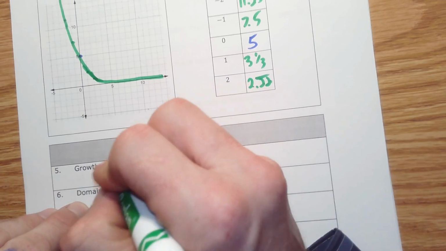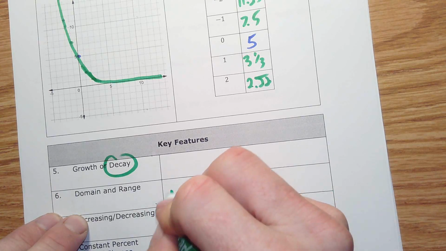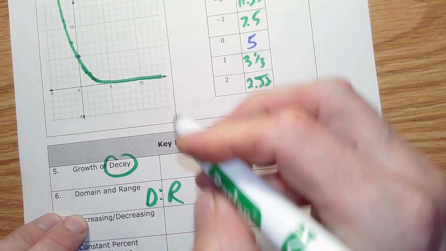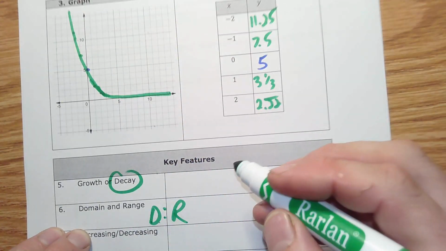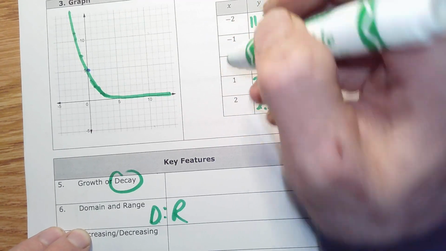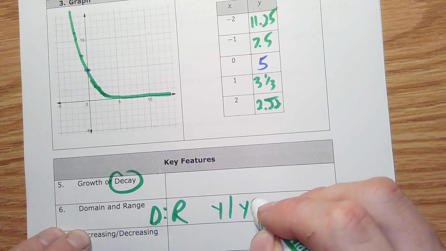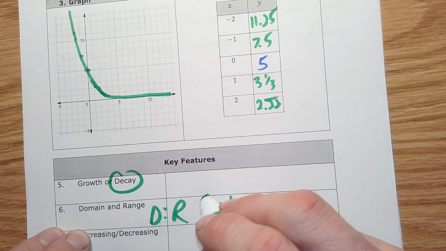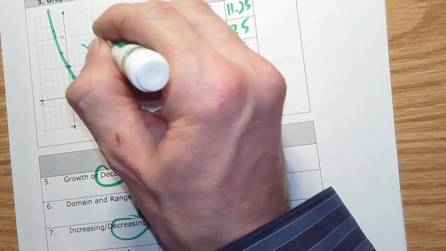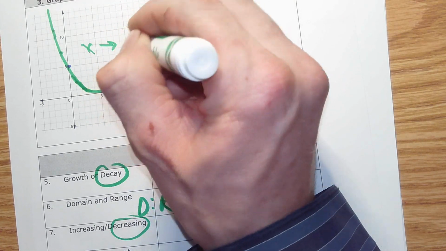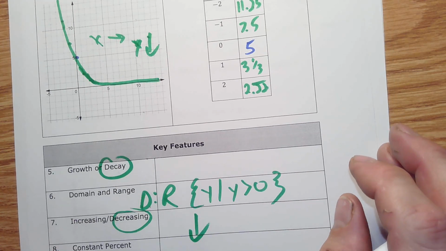So is this the growth or decay? This is a decay. Domain and range. The domain is all real numbers. The range is anything greater than 1. That's where this exists. Or anything greater than 0, excuse me. Everything greater than 0. So all values of y such that y is greater than 0. Not equal to, because it'll never reach 0. And this is going to be decreasing because as x goes that way, y goes down.